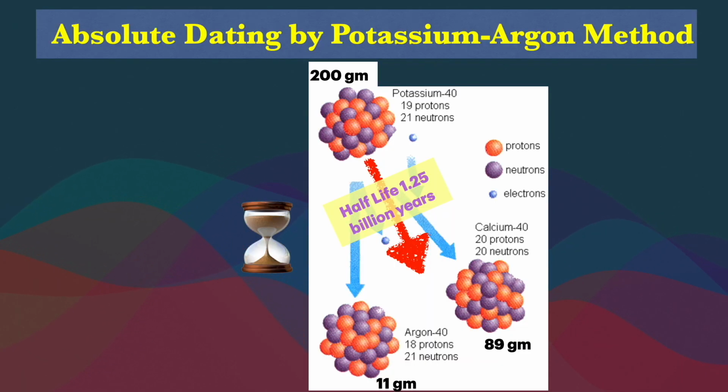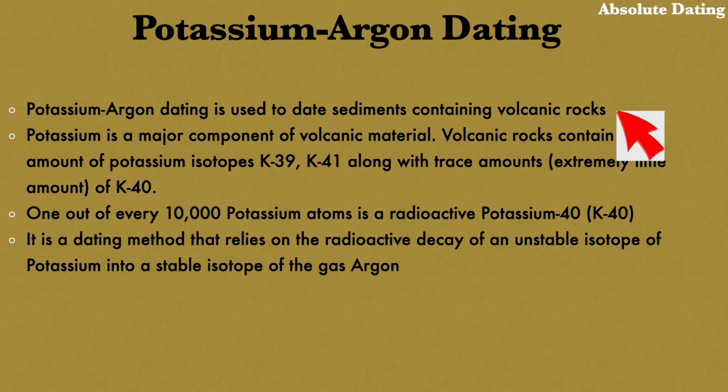Absolute dating by the potassium-argon method. We learnt that carbon-14 dating is only suitable to date organic matter that is up to 60,000 years old. To date other artifacts, the potassium-argon method can be used. Potassium-argon dating is used to date sediments containing volcanic rocks.